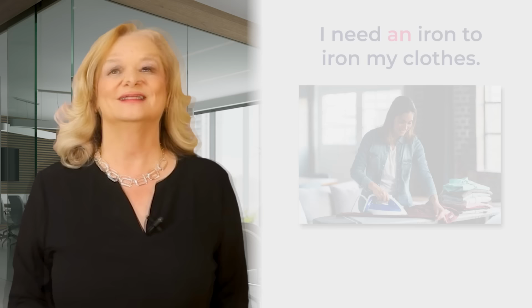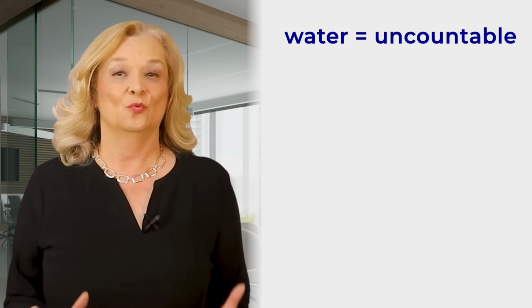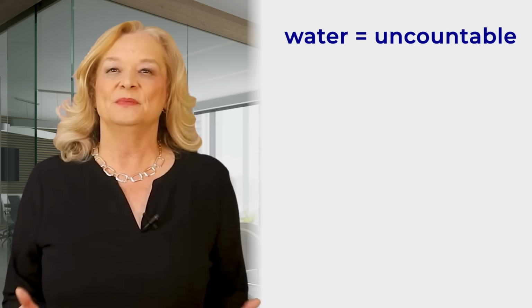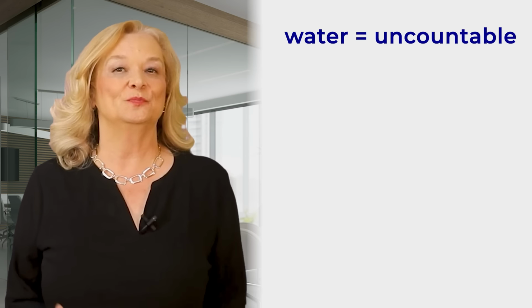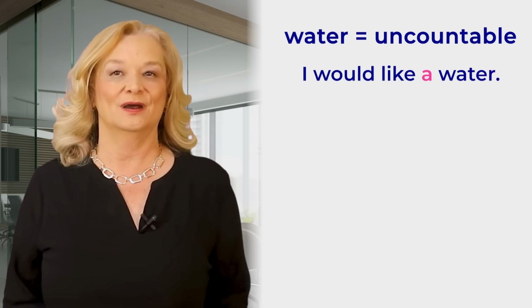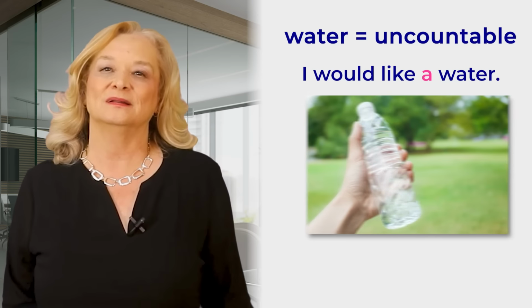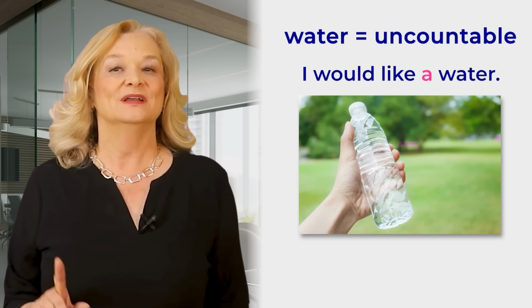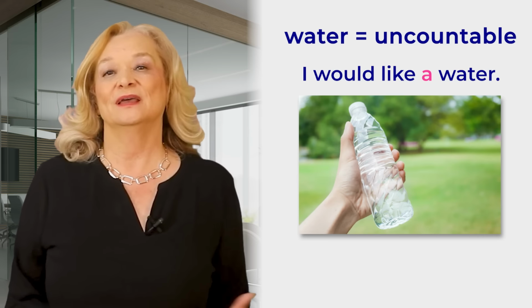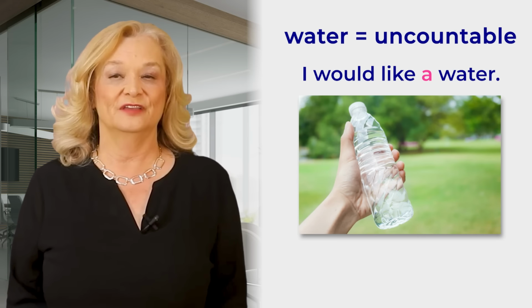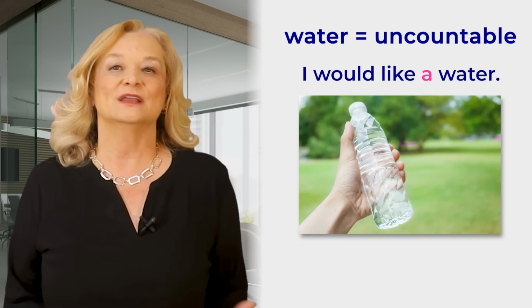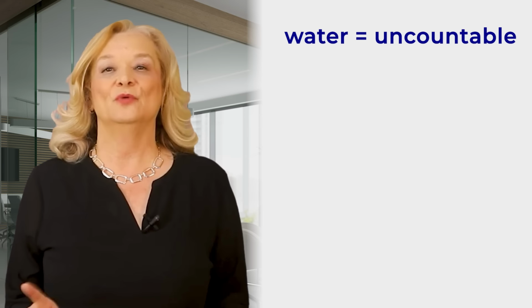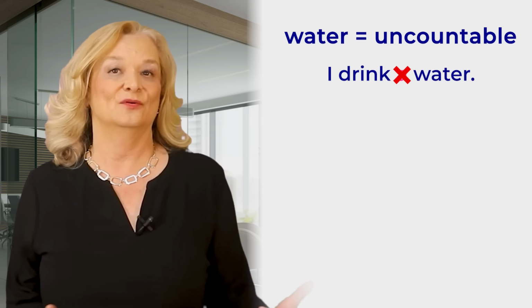That's a countable noun. Let's review countable and uncountable nouns just a little bit more. Water is uncountable. But then why do we sometimes hear people say, I would like a water? They mean a bottle of water, a container. Containers are countable. I would like a bottle of water. Give me a water. Or I would like 2 waters. But we would not say, I drink a water.